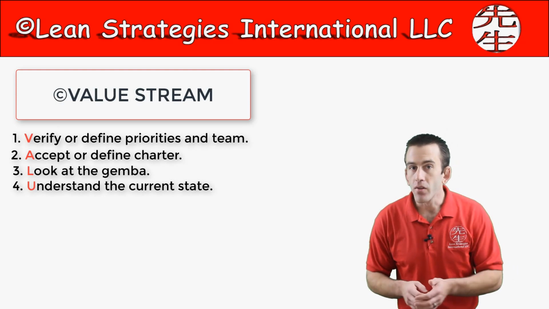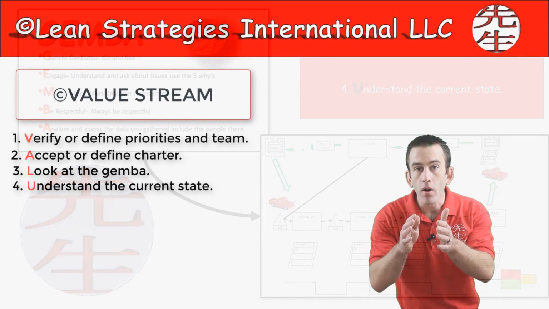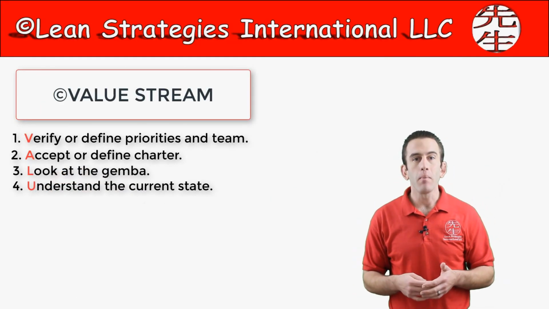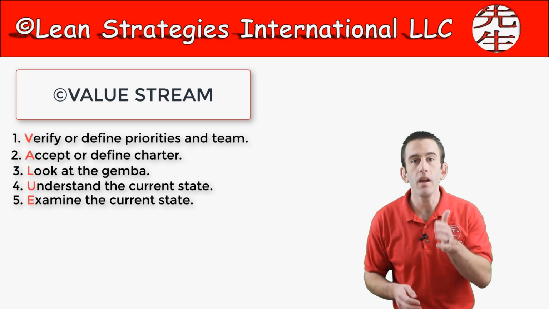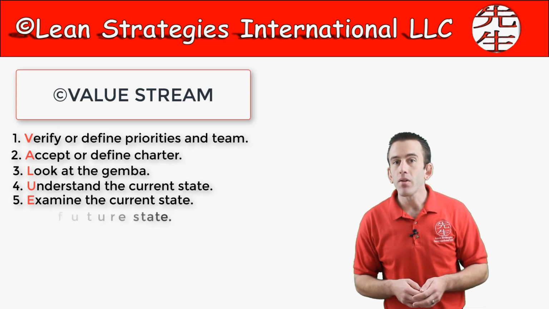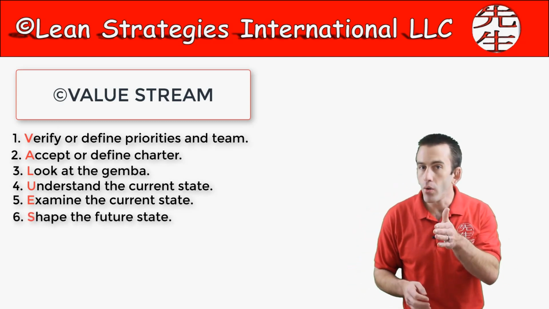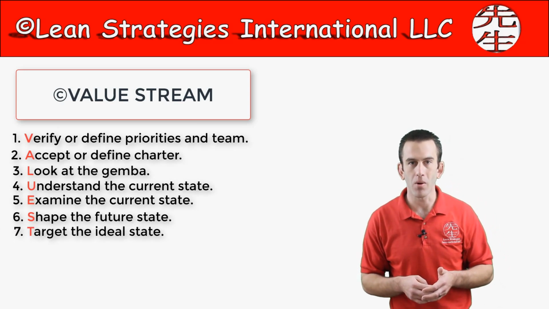This step transforms the information, material, and data gathered at the Gemba into a visual, current state map that we can all understand. With a current state map up, the next step is to examine and reveal root causes of issues so that step number 6 drives our future state as close to step number 7's ideal state as possible.